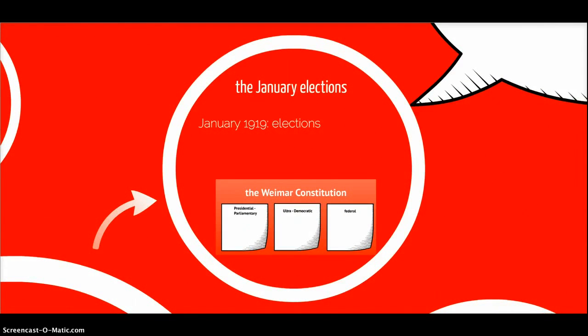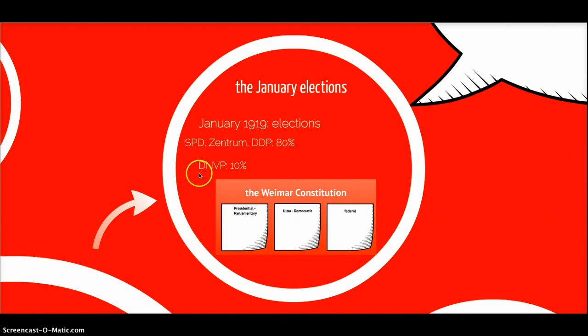Let's look briefly at the January 1919 elections and the formation of the Weimar Constitution. So in January 1919, elections go ahead. 80% of the vote, and there's a very high voter turnout, goes to moderate parties which are in favour of multi-party democracy. There's the SPD, the Social Democrats, the Catholic Centre Party, Zentrum, and a party called the German Democratic Party, the DDP. Together they make up 80% of the vote. So 80% of the German electorate votes for democratic parties. This seems very hopeful for the future of German democracy.